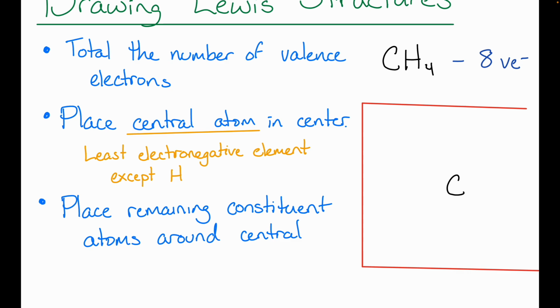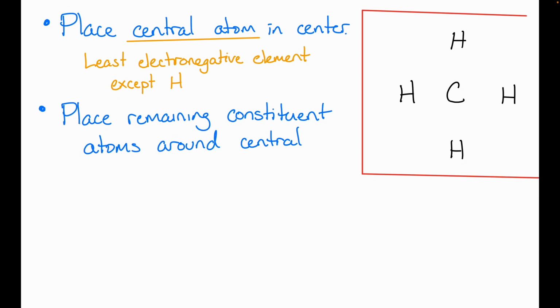Okay, so I got to place these 4 hydrogens, right? So I'm just going to kind of go clockwise here. 1, 2, 3, 4. All right, all I did was put them all around, decorate that central atom with those 4 constituent atoms. Okay, and up until this point, we haven't put down any electrons in our structure.